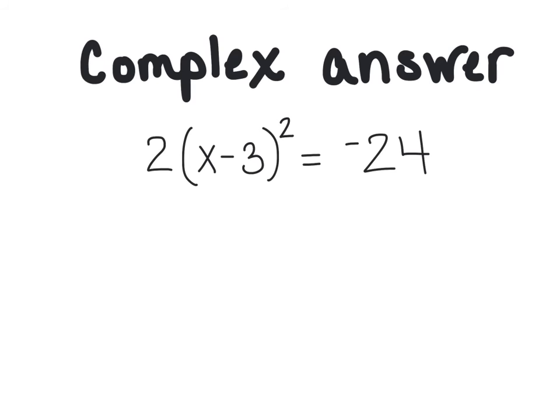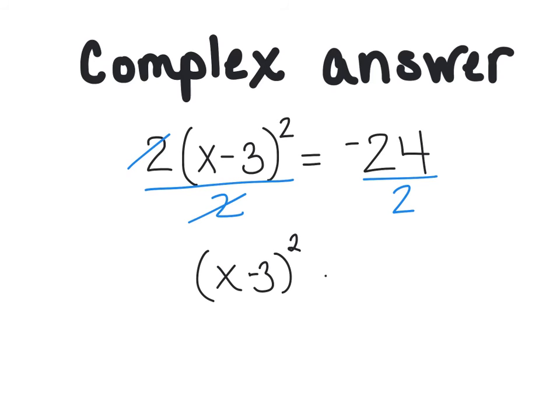Let's look at an example where you get a complex answer. So this one is in vertex form. I'm going to start by getting rid of this 2 by dividing each side by 2, which results in x minus 3 squared equals negative 12. To get rid of this exponent of 2, I take the square root of each side, and the moment I do, I squeeze in the plus or minus in front of the square root sign so I don't forget that there are 2 solutions.